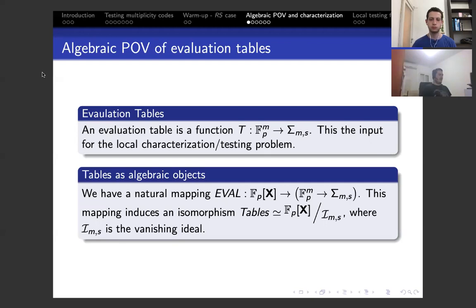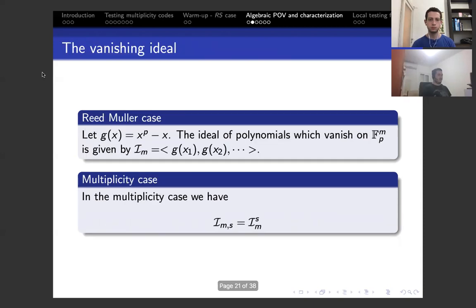And we can do that by looking at the mapping from F_p[x] to the set of tables. This mapping takes a polynomial and evaluates it and its derivatives on all of F_p^m. And this mapping is not injective, but we can compute its kernel, which we denote by I_{m,s}. And then we get an isomorphism between tables and this quotient space, F_p[x] modulo I_{m,s}. So let's talk a little bit about this kernel, how it looks like.